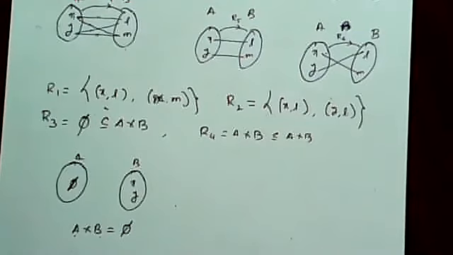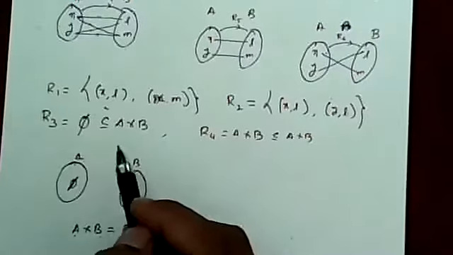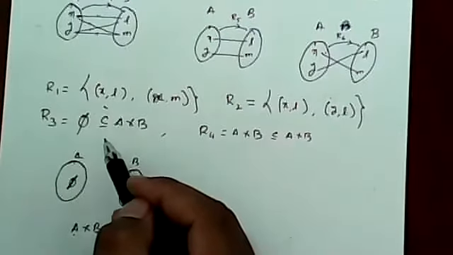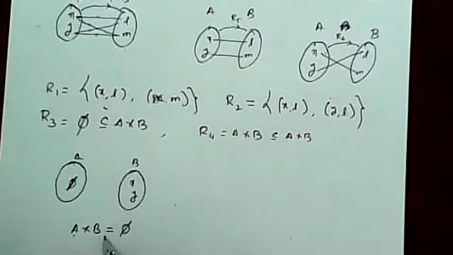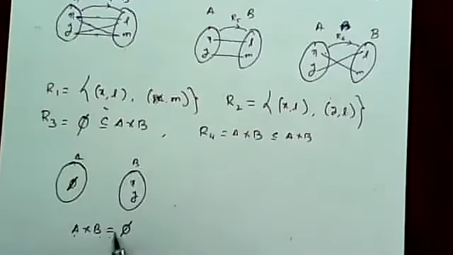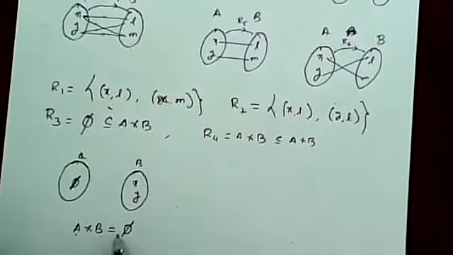Sir, but in the case of R3, there were elements in both A and B. Still, the relation is phi. How is it possible, sir? In R3, there is what? Oh yeah, this is possible. So the question from the previous student was, can it be equal? Sometimes A cross B can be equal to phi. The question was slightly different.